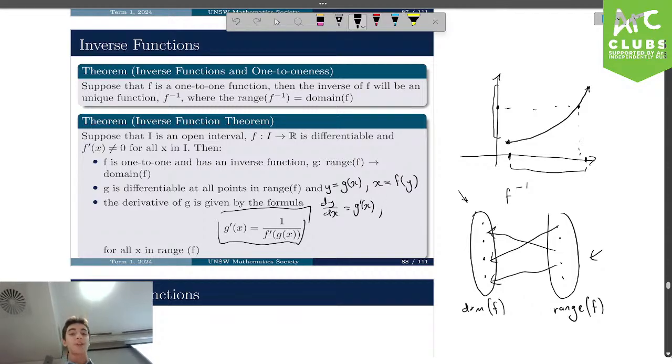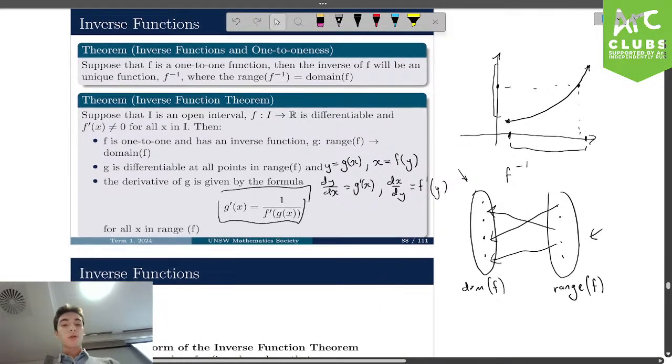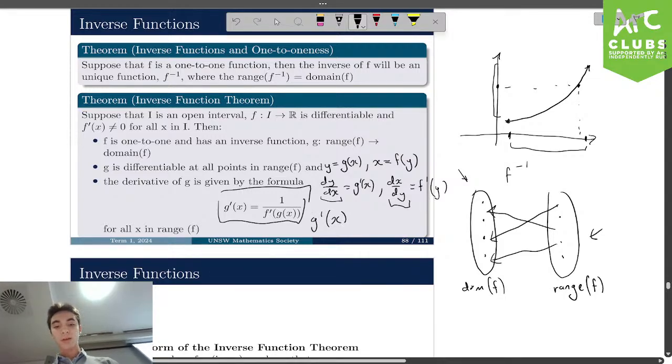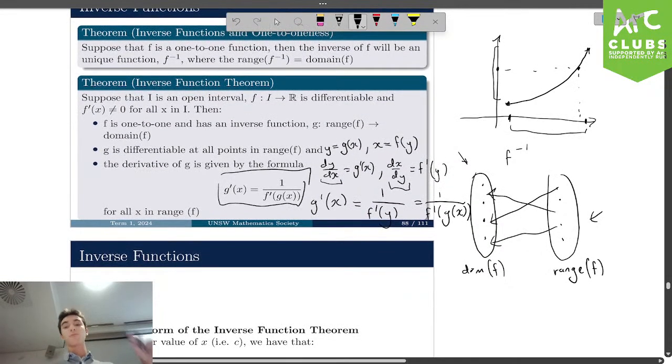And on this side, if you differentiate with respect to y, you would get dx over dy is equal to the derivative of f at that point, okay? So you can see that this side and this side, they're just reciprocals of each other. So we can rewrite the derivative of g as 1 over f dash of y, and we know that y is g of x, so you can substitute that in, you get exactly what we were looking for, f dash of g of x, right? So that's a purely algebraic way of arriving at this result.